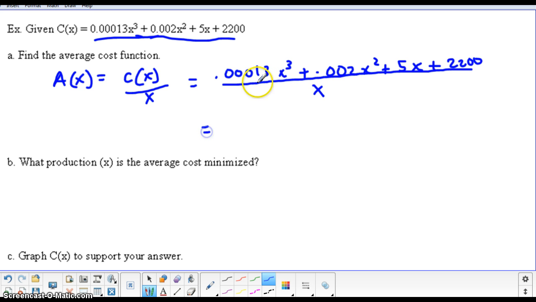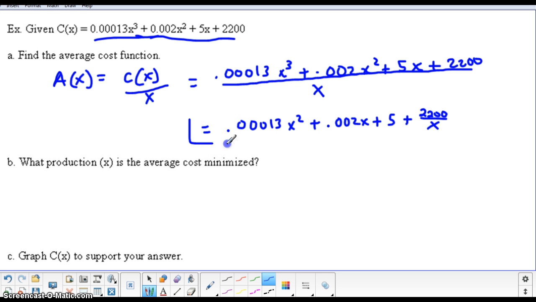So this term would be 0.00013x squared. Here it would simplify to 0.002x. Here 5x divided by x would be 5. And then our last item will be 2200 divided by x. And that is our average cost function. So that would answer that question. Okay, so we would continue to box that.